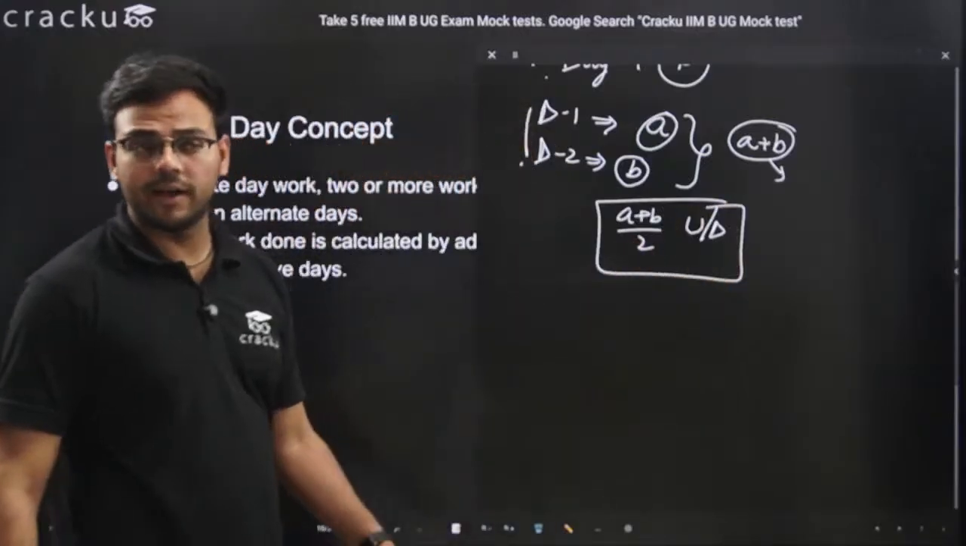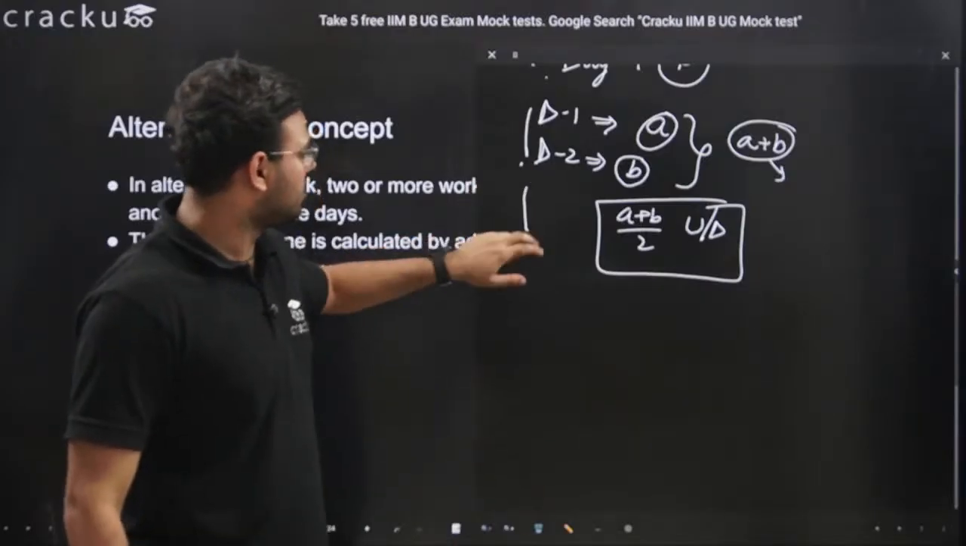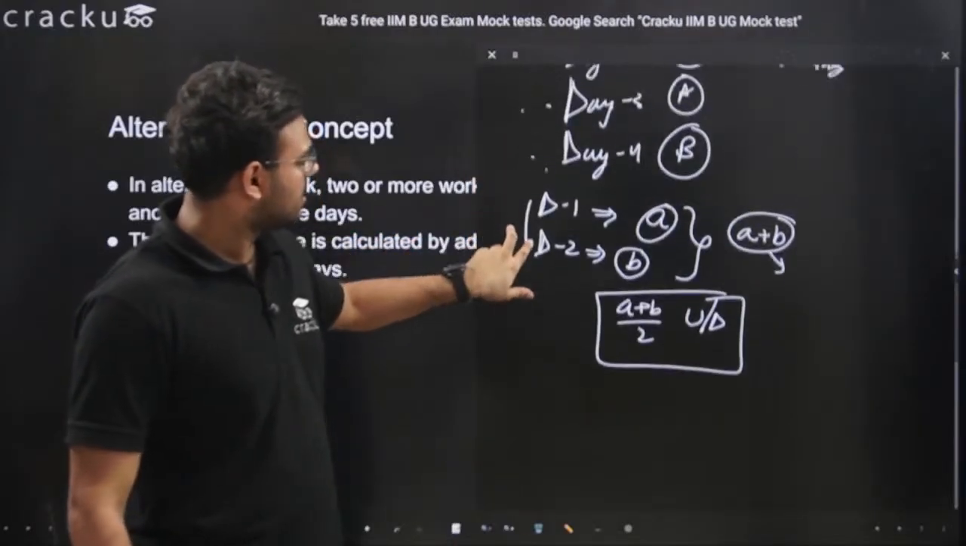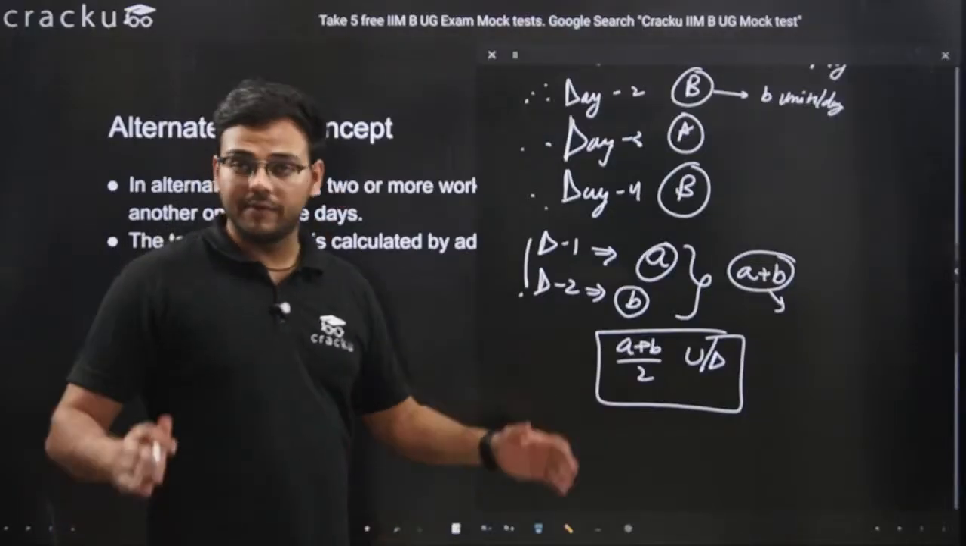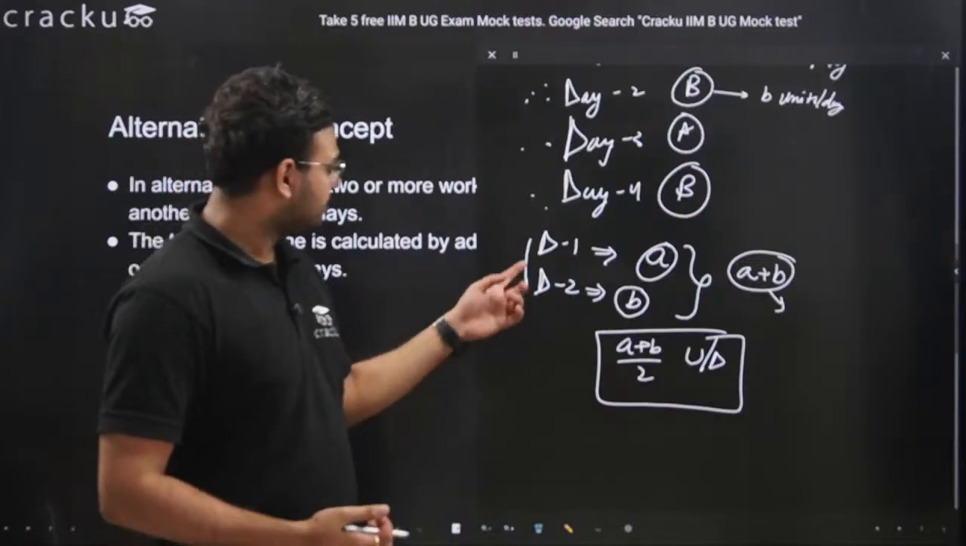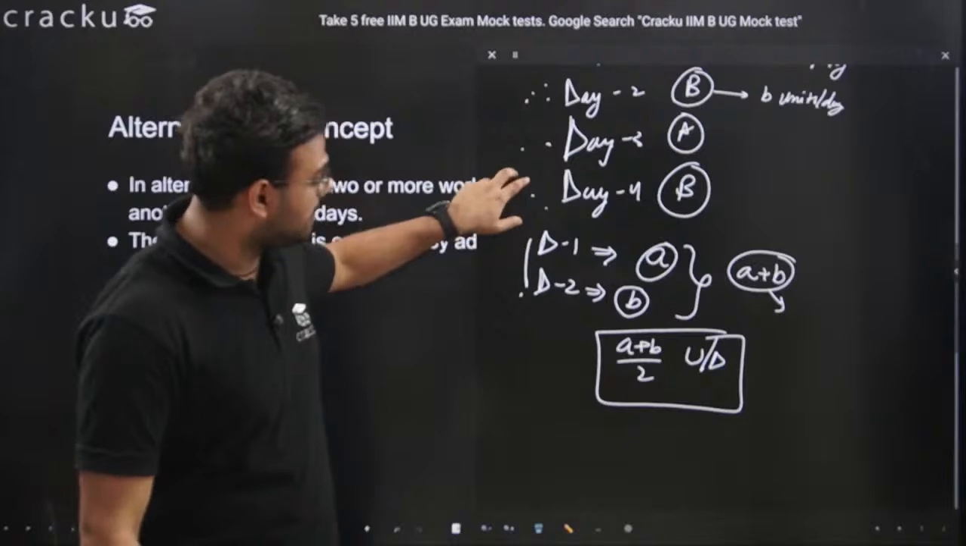They are working at an efficiency of (A plus B) by 2 units per day for the first 2 days, when they are working together. Because on the first day only A is working, on the second day only B is working. So their efficiency is (A plus B) by 2.